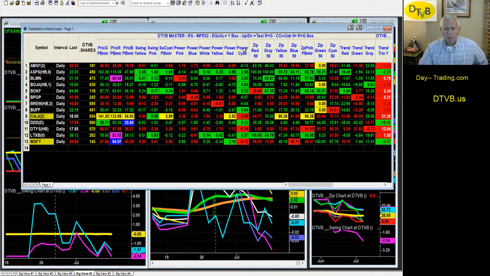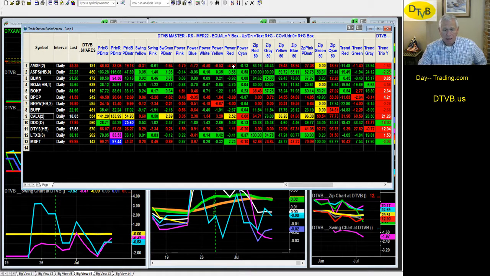So in this particular, also the up-down text is red and green. So when you see red text, the line is going down. When you see green text, the line is going up. And when you see a red box, it indicates that you have a cross under 0. And when you have a green box, it means that you have a cross over 0. So it's like we put three ideas together on one indicator.